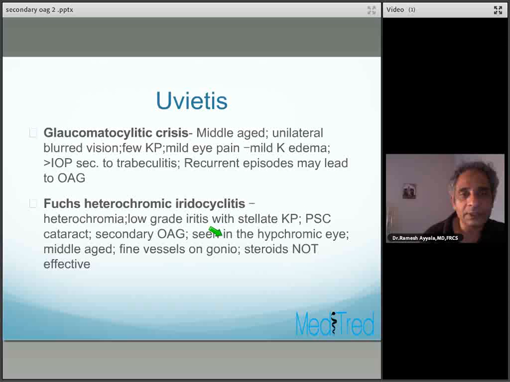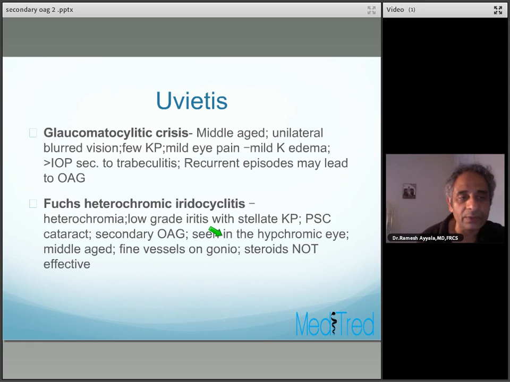There are several specific presentations of certain kinds of uveitis that you should be aware of. Glaucomatocyclitic crisis is frequently asked but rarely seen in clinical practice. This is a condition that is often seen in middle-aged female patients. They present with unilateral blurred vision of a few days' duration with mild conjunctival injection, often mistaken for conjunctivitis. When you examine these patients, you will have a mild corneal edema with a few keratic precipitates in the lower half of the cornea. The patient can exhibit some mild eye pain.